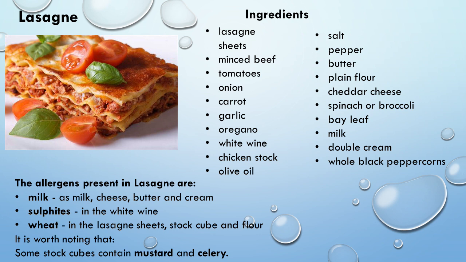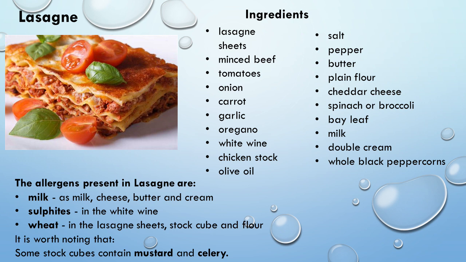Now, the ingredients found in lasagna are lasagna sheets, minced beef, tomatoes, onion, carrot, garlic, white wine, chicken stock, olive oil, pepper, butter, plain flour, spinach or broccoli, bay leaf, milk, double cream, and black peppercorns.